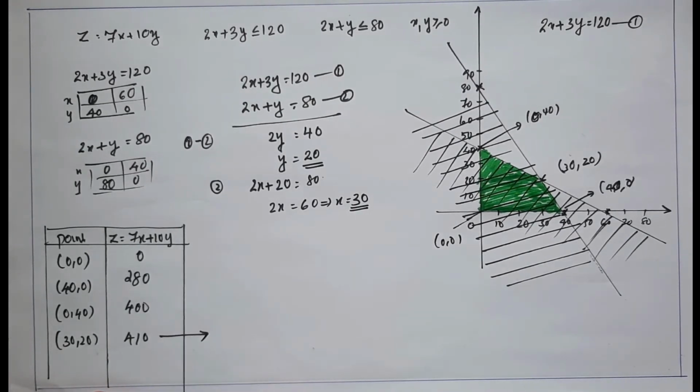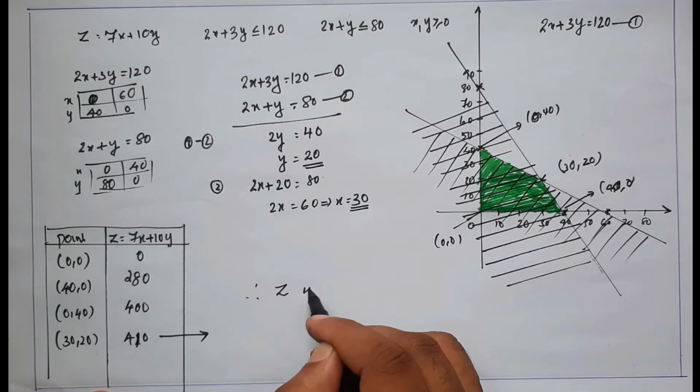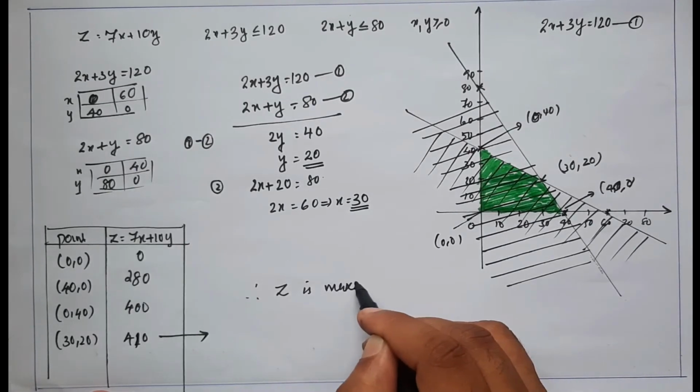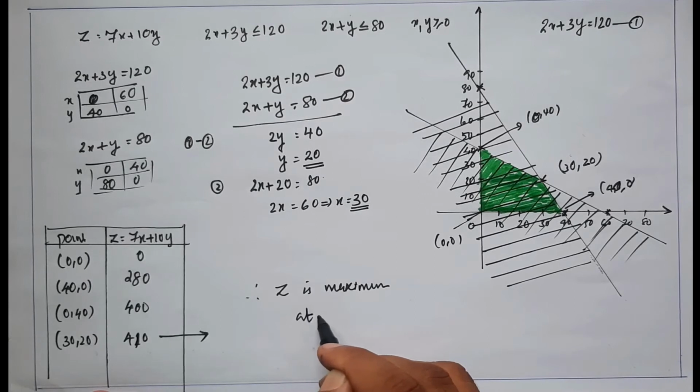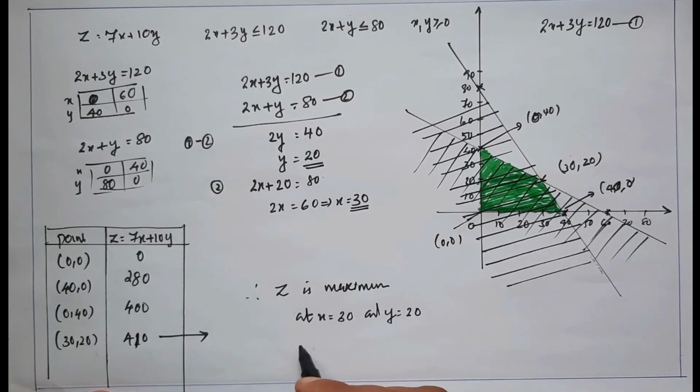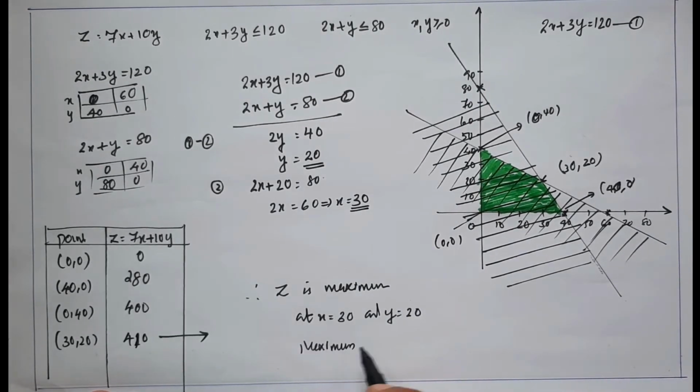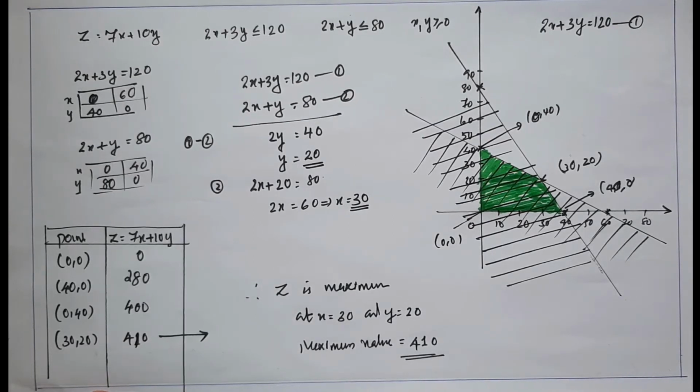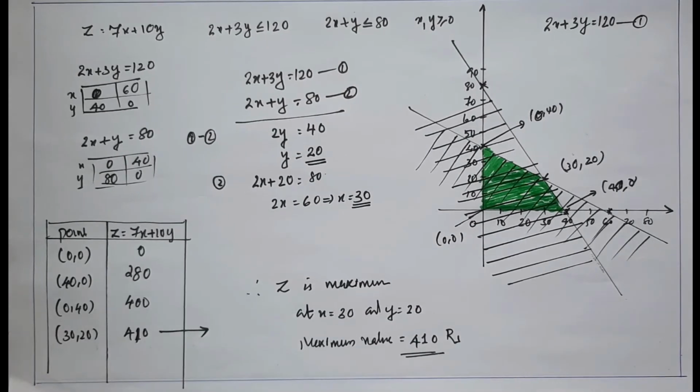That is our maximum value, 410, and therefore our function Z is maximum at x equal to 30 and y equal to 20, and the maximum value is equal to 410. This is the maximum profit, 410 rupees.